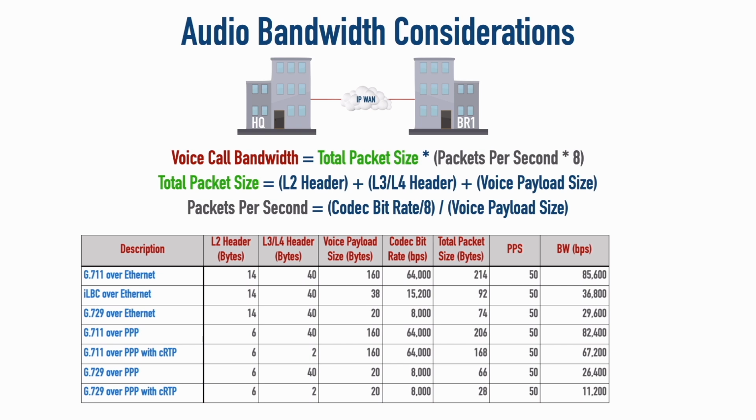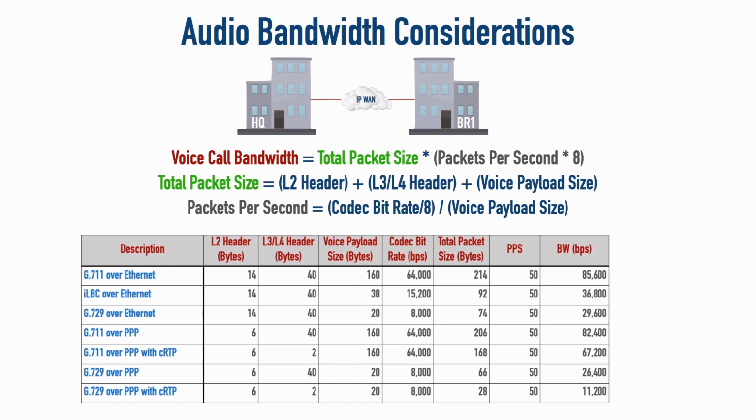Let's take a look at what RTP header compression does. Let's go down to the bottom 2 rows. If we're using G.729 over a point-to-point protocol link, and we're not doing header compression, the PPP header is 6 bytes. The layer 3, layer 4 header, it's 40 bytes. Because we're not doing header compression, the voice payload size is only 20 bytes. And not including any overhead, G.729 has a codec bit rate of 8 kilobits per second. That's going to give us a total packet size of 66 bytes. We're sending 50 of those per second, and that comes out to a bandwidth demand of 26.4 kilobits per second.